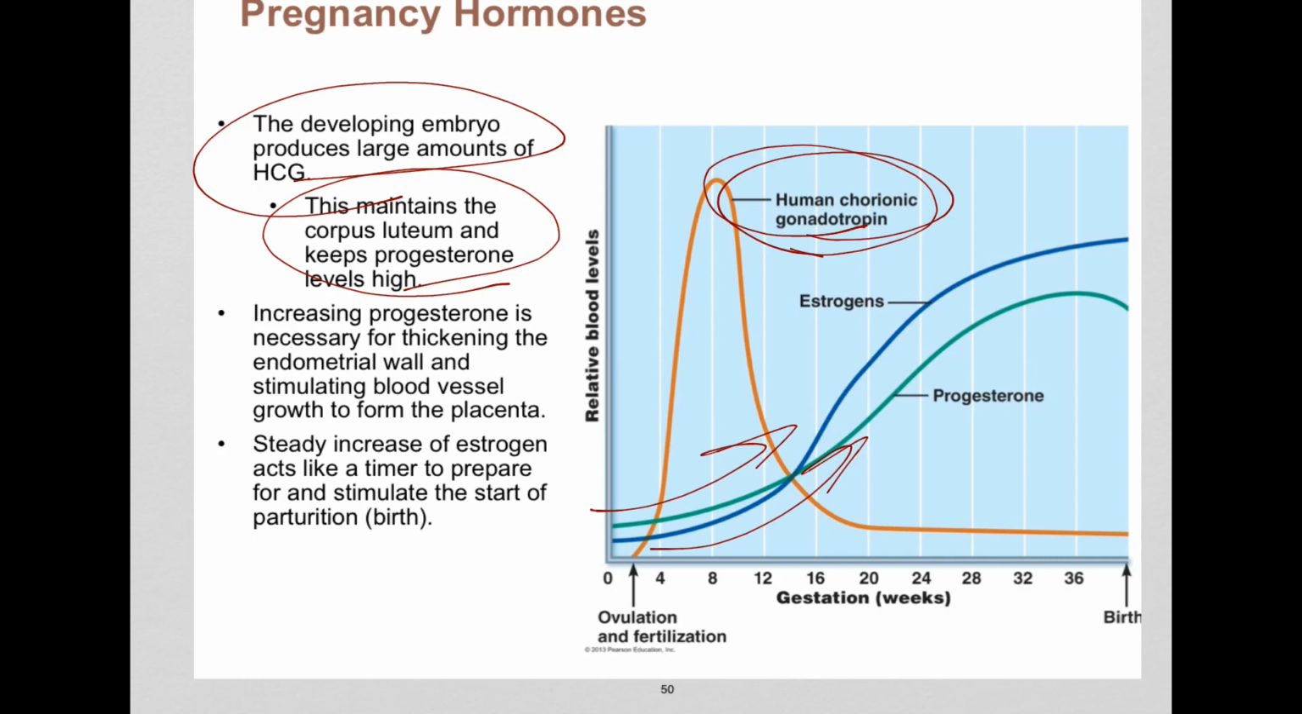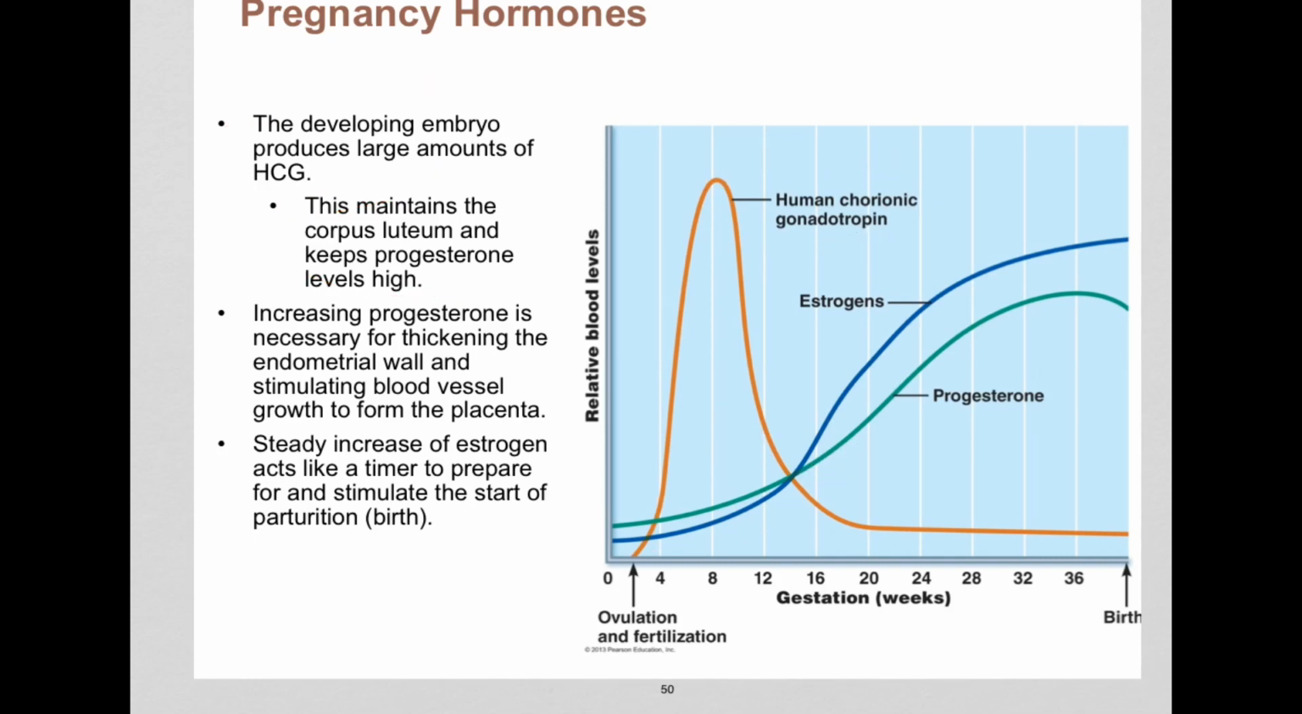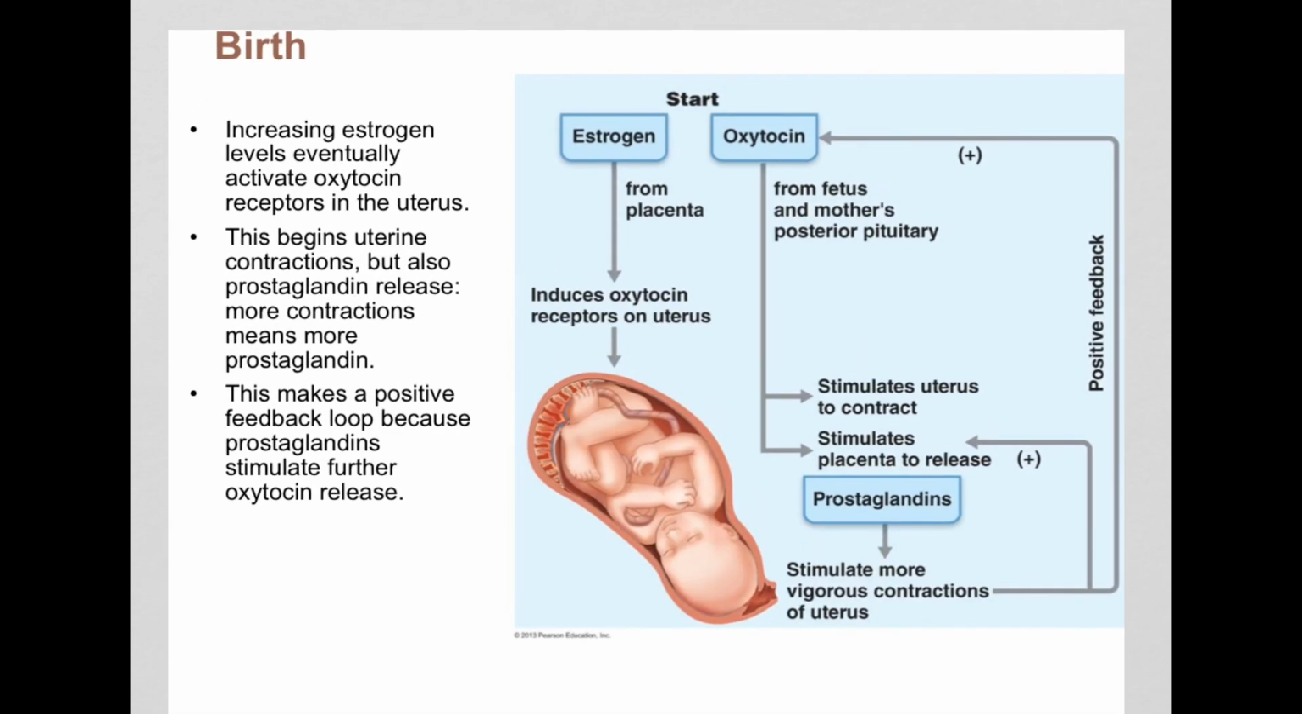Now, after HCG rises and falls, estrogen and progesterone are going to keep increasing. And estrogen especially, which is being produced by the placenta at this point, is sort of the timer that sets the stage for when birth is going to happen. The way it does that is, as estrogen levels rise, at some point they get high enough that they stimulate the activation of oxytocin receptors in the uterus.